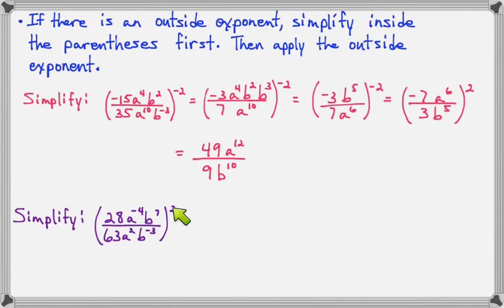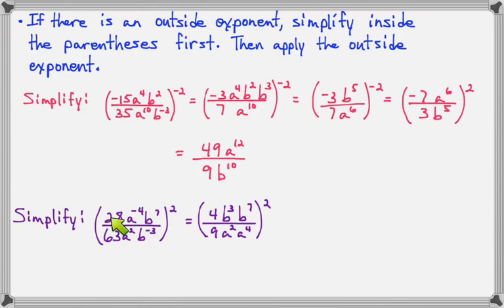In this example, I have a positive outside exponent, so that will save us a step, but I have a negative exponent inside the expression. So the first thing I'm going to do, I guess I'll go ahead and simplify my coefficients, but I'm also going to move this negative exponent factor to the denominator.